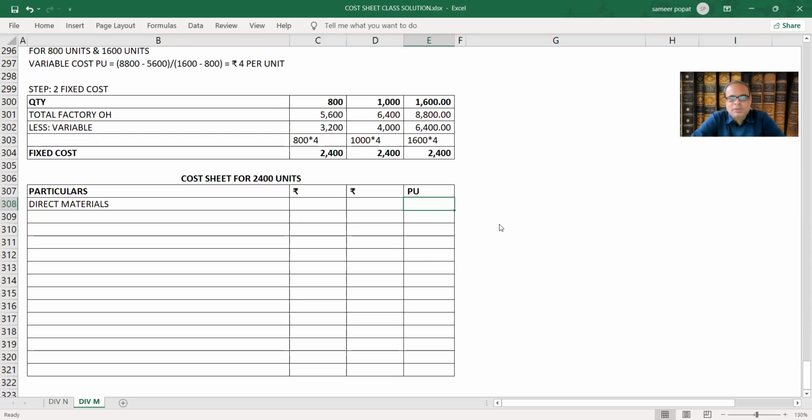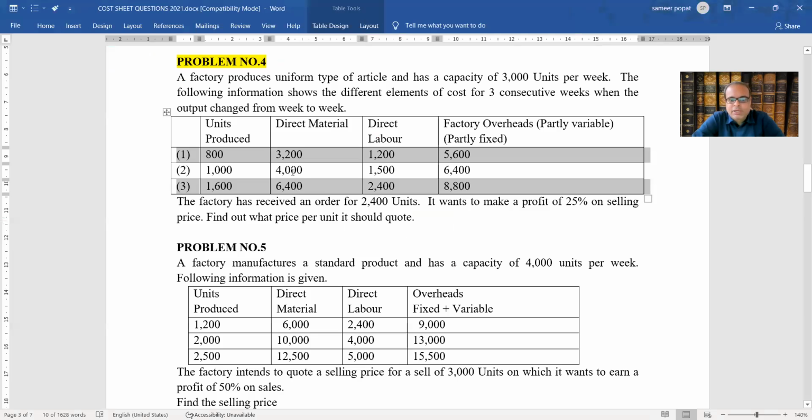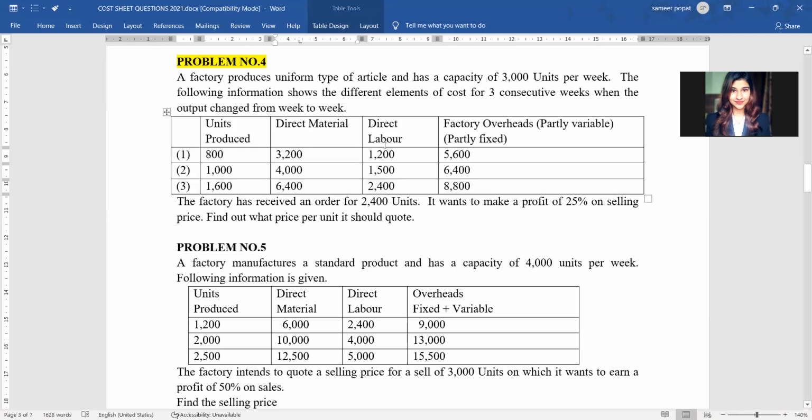Now just tell me whether, in case of direct material, this total amount would be same or per rate would be same. Direct material. Yes, per rate would be same. Okay, because direct material and direct labor are always variable. So in case of variable cost, its per rate cost would be same. So just try to find per rate cost.